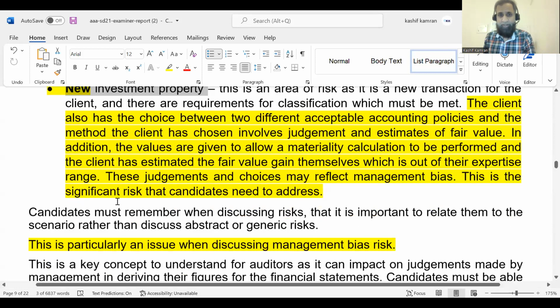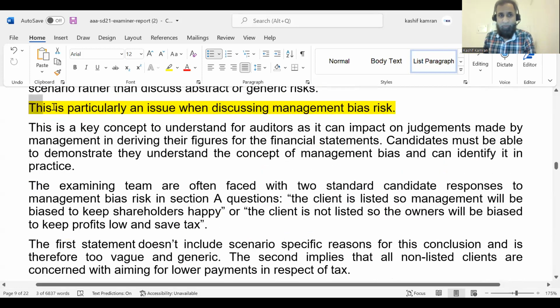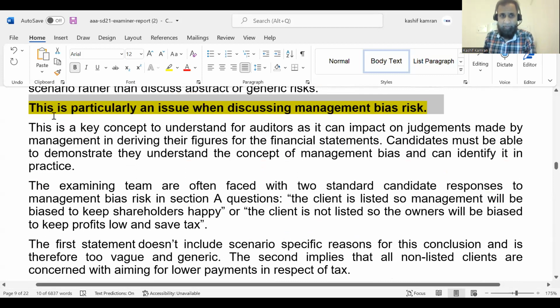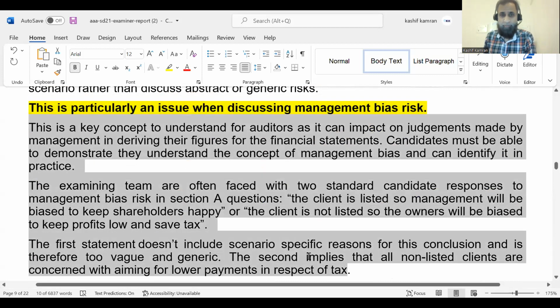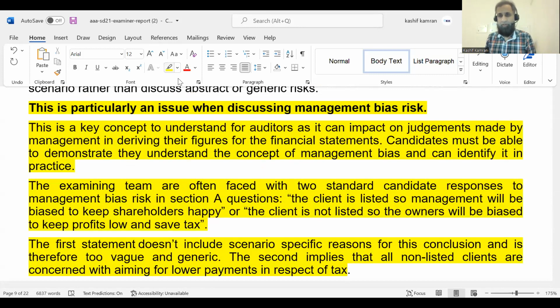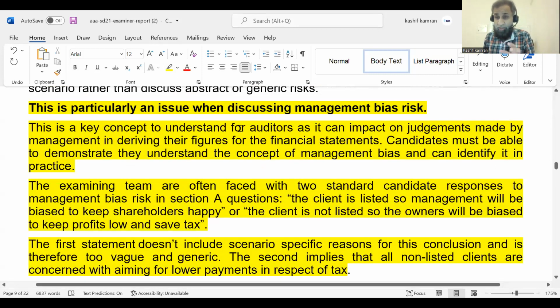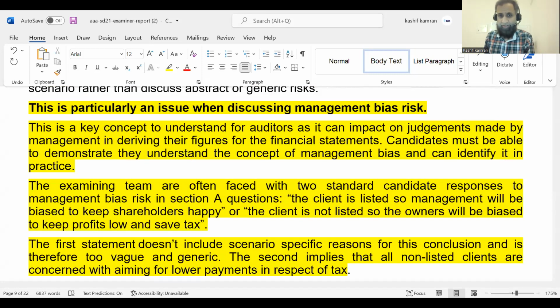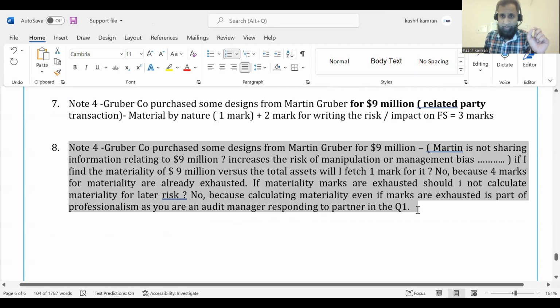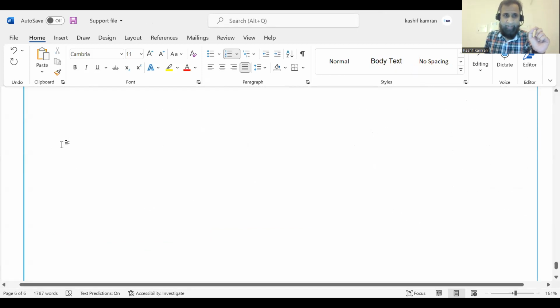You can read this out here. The examiner has given a full paragraph about management bias right here. You can read this out at home and be happy. The examiner doesn't like a generic risk of management bias written. Just let me give you one final example and exit from the situation as we need to drill the procedures, right? Okay, just let me give you one example.